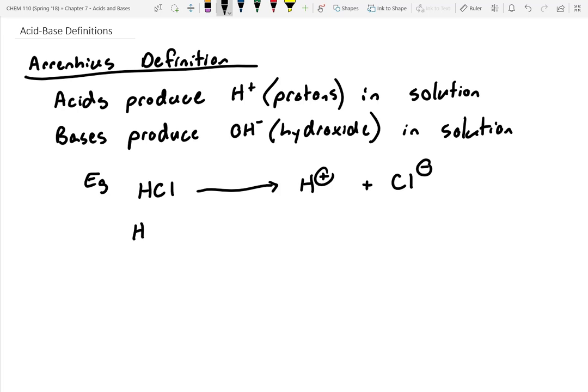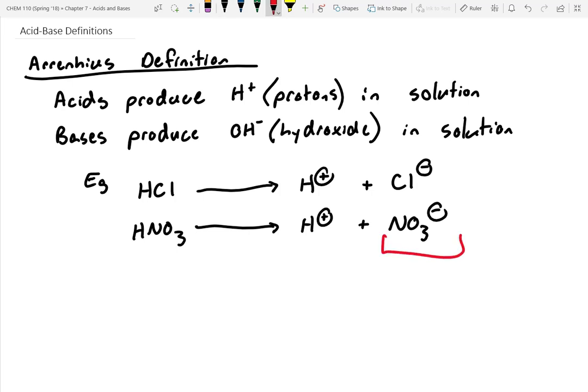Let's do another one. Let's say we have HNO3. This is nitric acid. Again, we would get H+, and what would our anion be? NO3 with what charge? It'd have to be -1, right, to counteract the proton, which was positive. What was the name of this polyatomic ion again? Nitrate. So we've got a nitrate anion here.